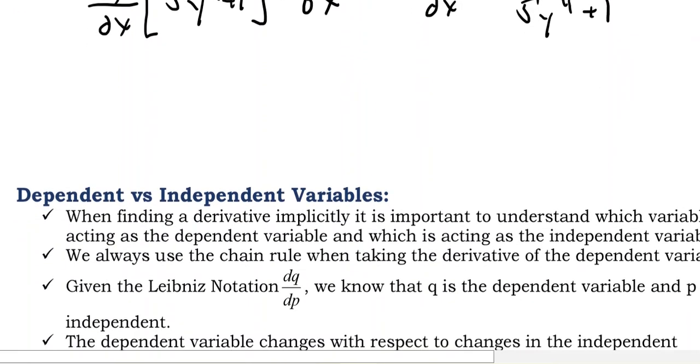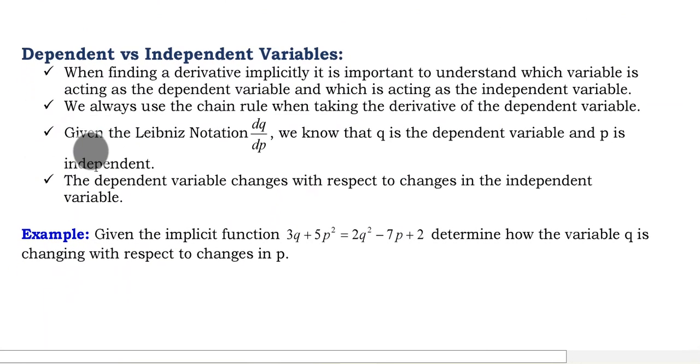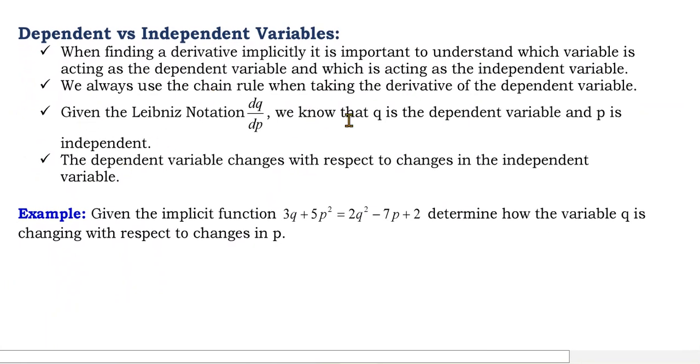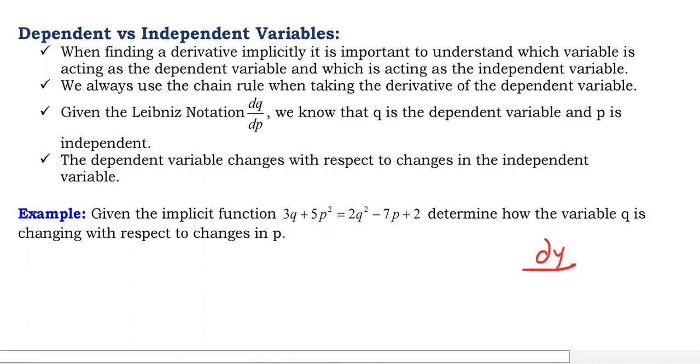All right. Now let's talk a little bit more about dependent versus independent variables. So when finding the derivative implicitly, it is important to understand which variable is acting as the dependent variable and which is acting as the independent variable. So as I showed you in the last problem, when we have dy/dx, we know that whatever is upstairs here in the numerator is dependent, and whatever variable is down here, x, is independent. Number 2, we always use the chain rule when taking the derivatives of the dependent variable. That would be the variable in the numerator of dy/dx, not the one in the denominator. So we looked at that.